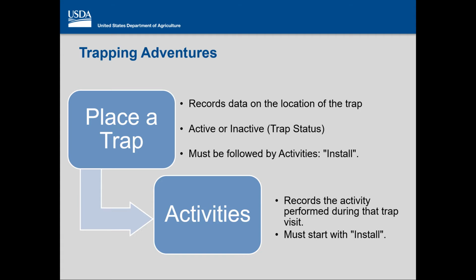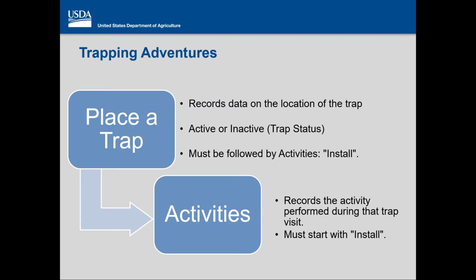Firstly, placing a trap places a symbol on the map. It records the data about the location of that trap, and it begins with the question of whether that trap is active or inactive in status, and must be followed by an activity of install immediately. If you install a trap location and do not record the activity install, it looks as if there's a location with no trap. So that is very important. When you place a point on the map, you have to follow that by recording an activity of install.